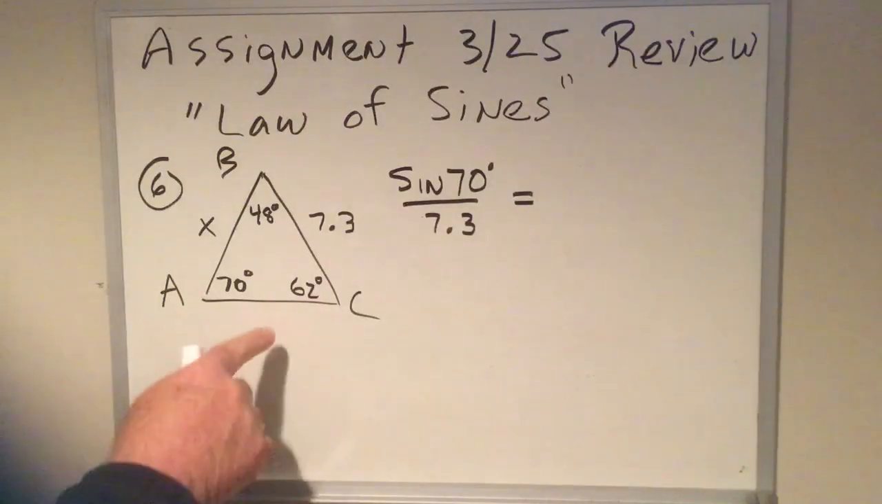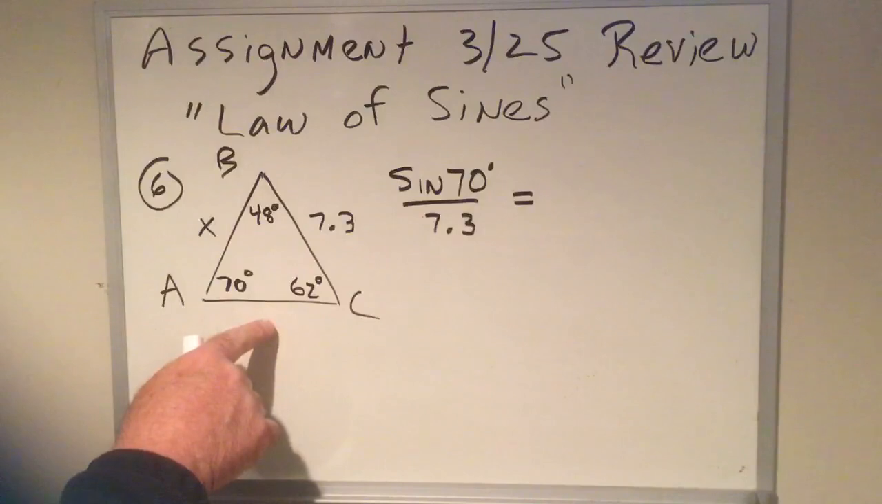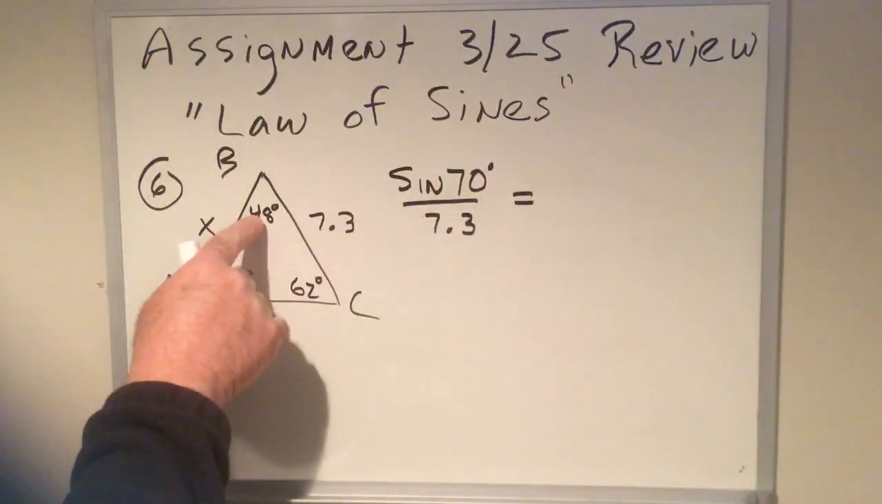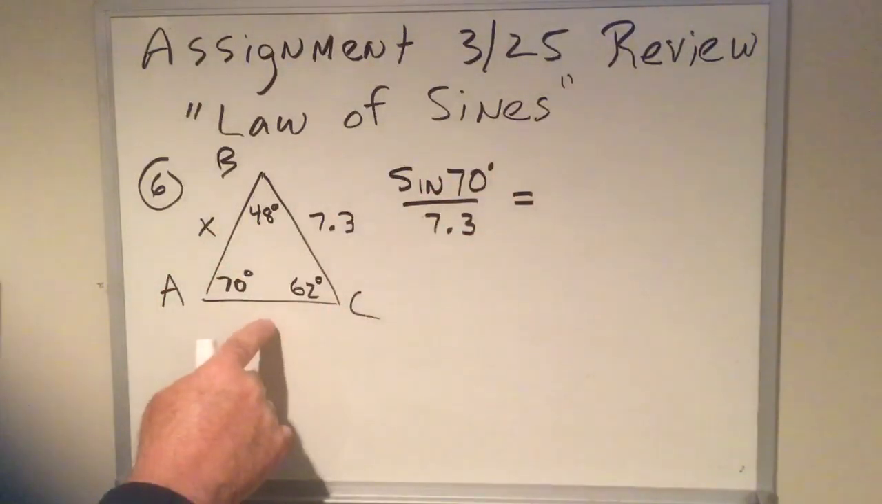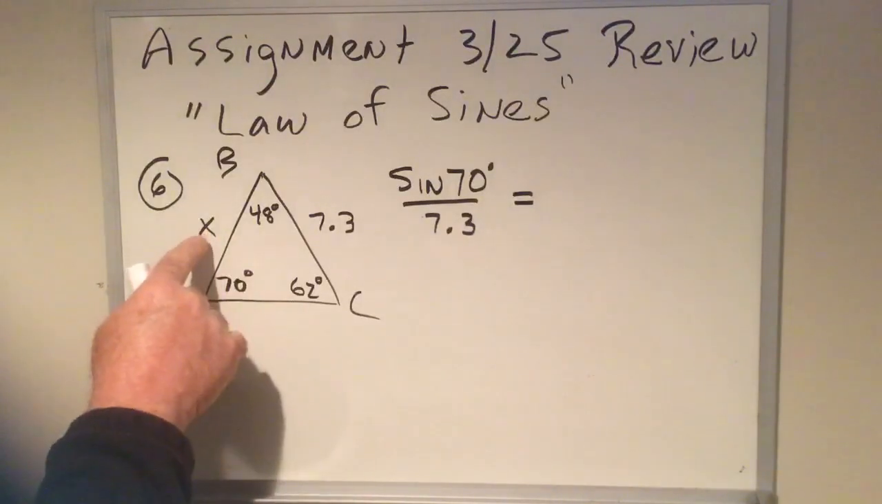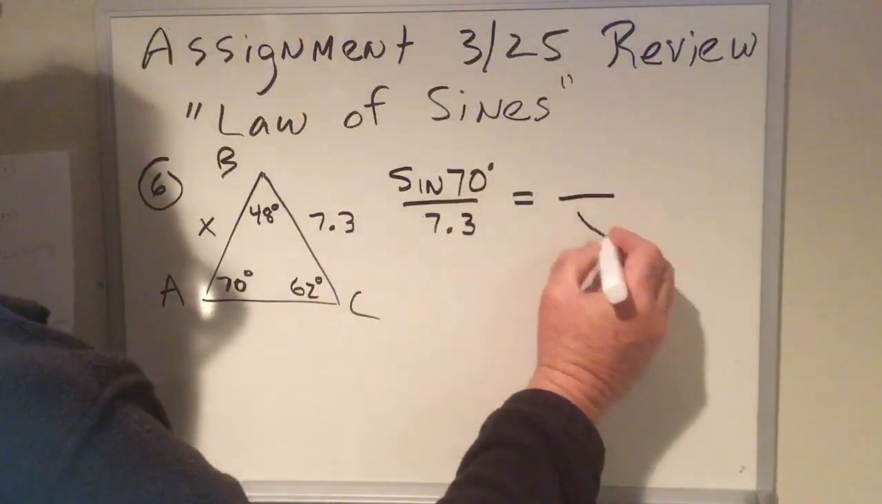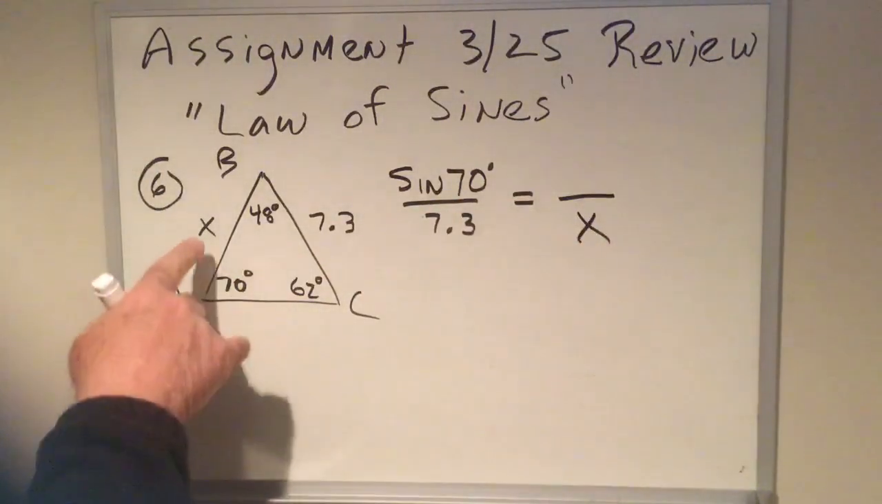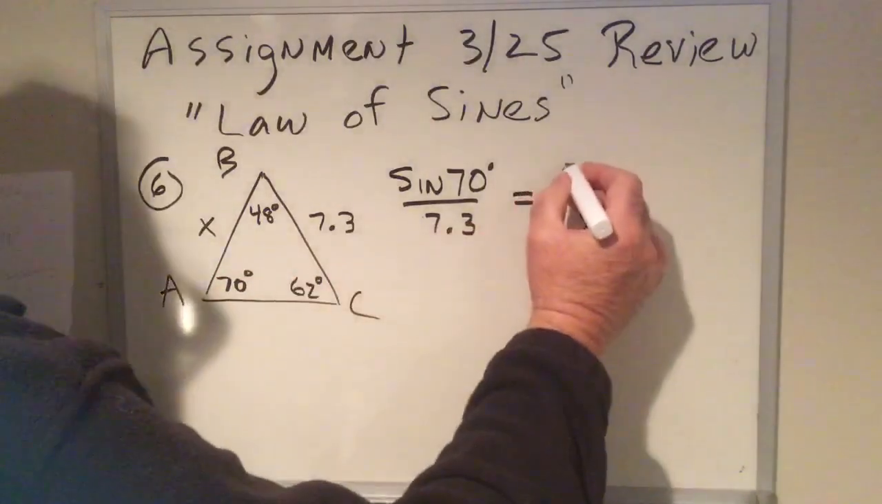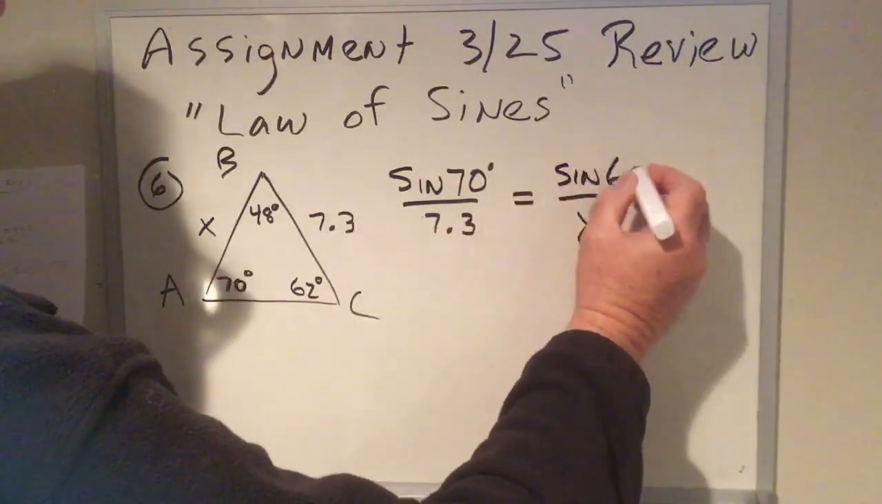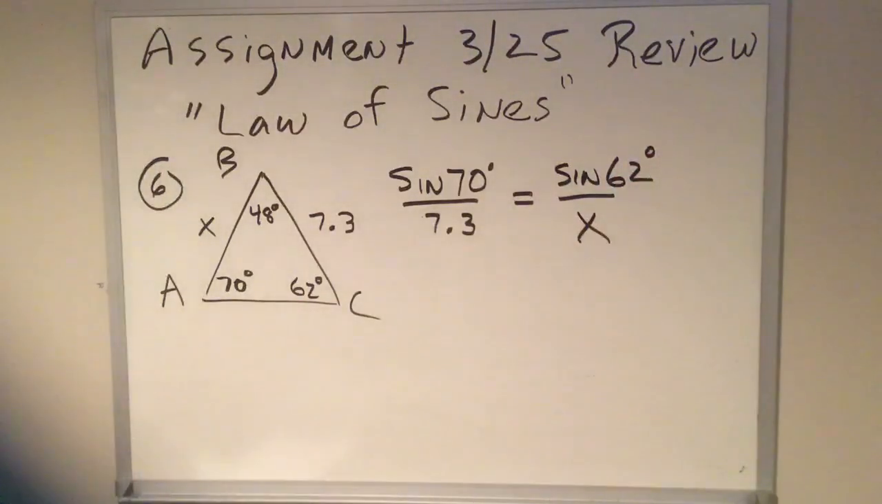What are we looking for in the problem? If you were looking for this side right here, I would write over here sine 48 over z. But we're looking for this side here. The sides always go down the bottom in our proportion, in the denominator. What angle is across from that side? The 62-degree angle is across from it. So there's our proportion. We're going to ask you to set up the proportion first, and now we're going to solve.